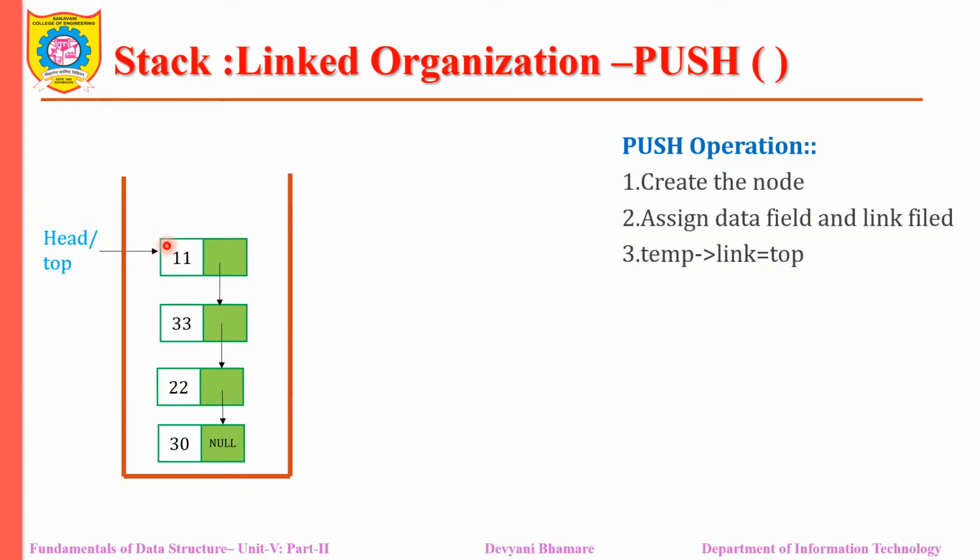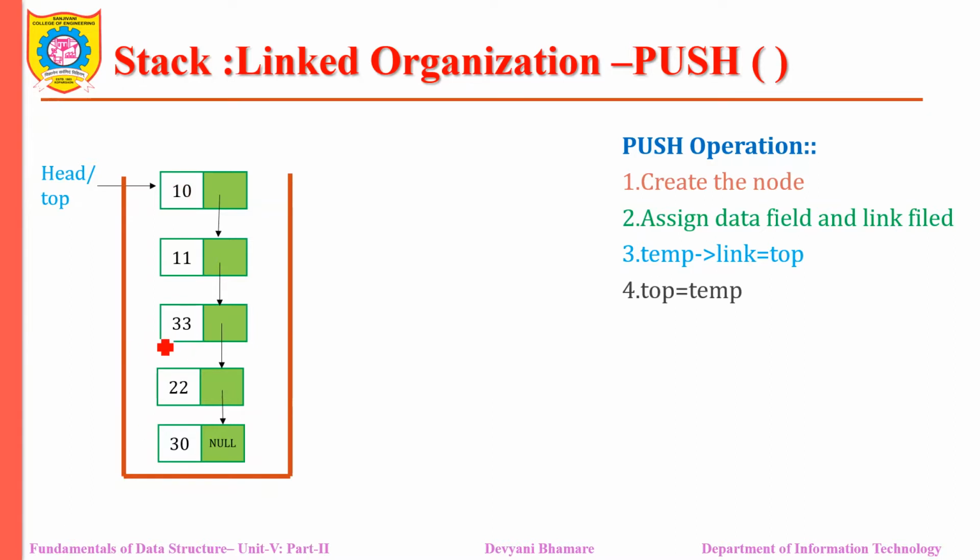If we want to perform the push operation in such a case, first of all we need to create the node, then assign the data field and the link field, so this temp has been created. Then the link field of this temp points to top. So we write temp of link is equal to top, and then top is updated to point to the newly inserted node in the stack. In this way, we can perform the push operation.